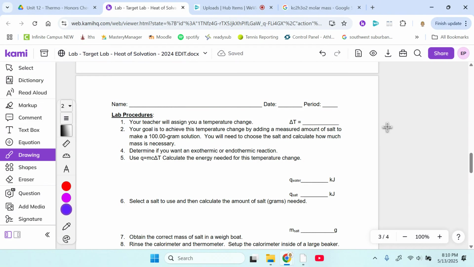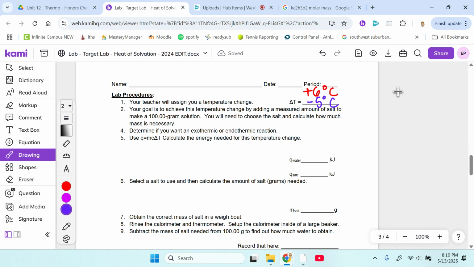You guys are going to attempt to hit a target temperature change of, I'd like you to do 2. One where the water is going to heat up, positive 6 degrees Celsius, and one where the water is going to cool down as it loses energy to the salt in an endothermic reaction, negative 5 degrees Celsius. So please attempt these 2 delta T's using the 2 different salts available to you. You will need to do your calorimeter with a 100 gram solution total. So that's the salt plus the water.